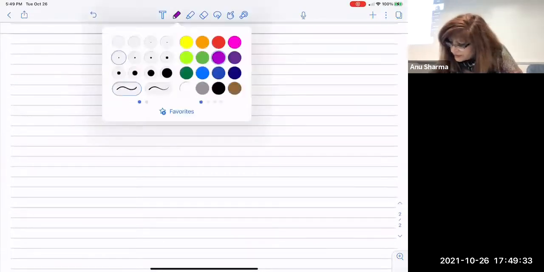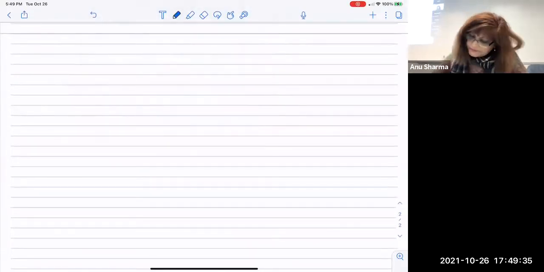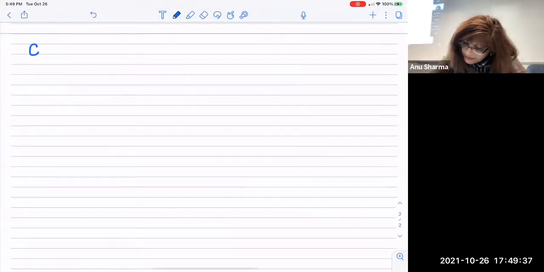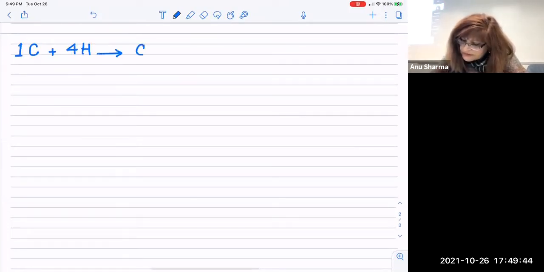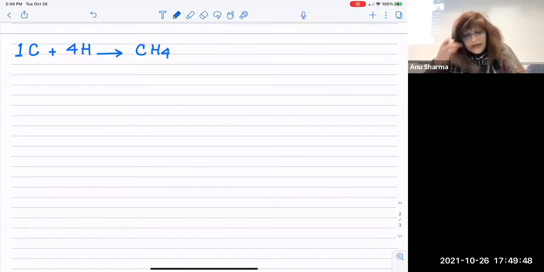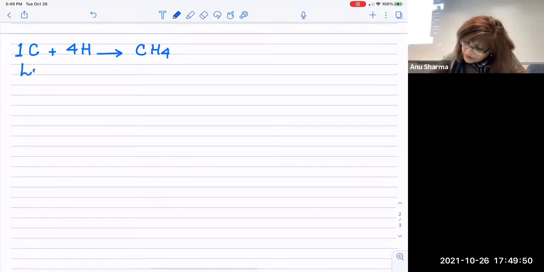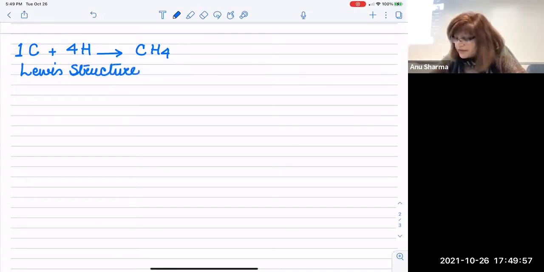So look at this now here. We have one carbon with four hydrogens, which is going to give you CH4, right? So we looked at the Lewis structures. First, draw the Lewis structure of this. Lewis structure of methane.